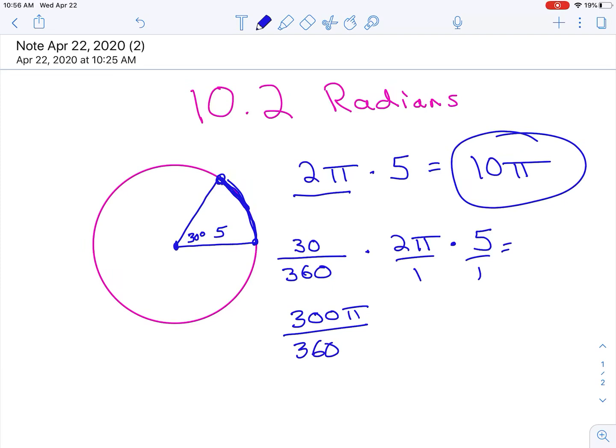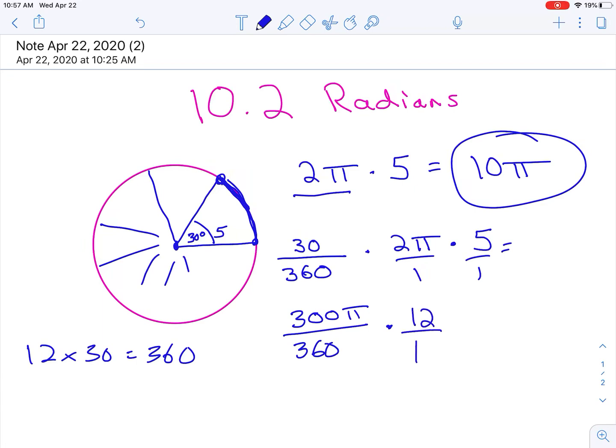Now, if I wanted to do a proof of this, just to show you that it does in fact work, I would think about how many of these 30-degree angles would go around the circle. We know that 12 times 30 is 360, right? So it'd be 12 pieces of those. When I multiply this by 12, I better get 10 pi. So I would have 3600 pi over 360, and 3600 pi divided by 360 is in fact 10 pi.